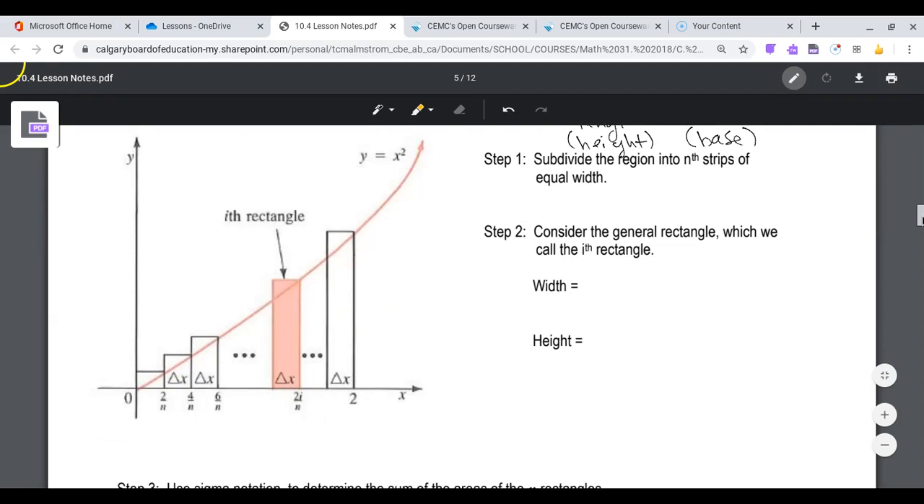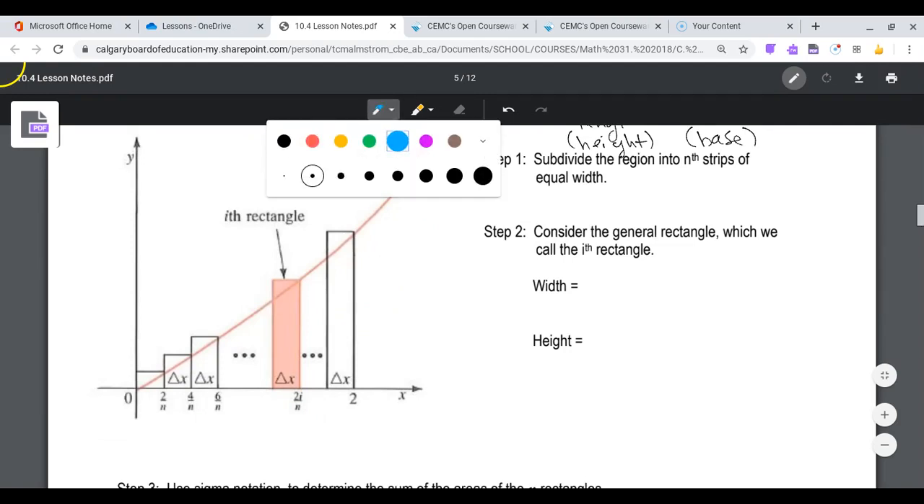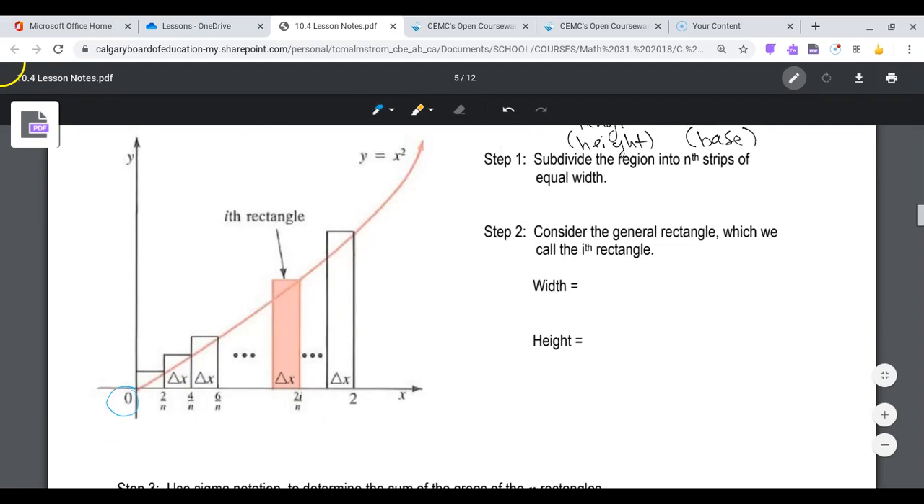So I start by going from the left boundary, in this case 0, to the right boundary of 2, because I'm going from x equals 0 to x equals 2. And when I look at dividing this into some n strips of equal width, I don't know how many rectangles that is. It's n rectangles. So I have the first rectangle, the second rectangle, the third rectangle, then a whole bunch of rectangles. Then I have the ith rectangle somewhere in the middle.